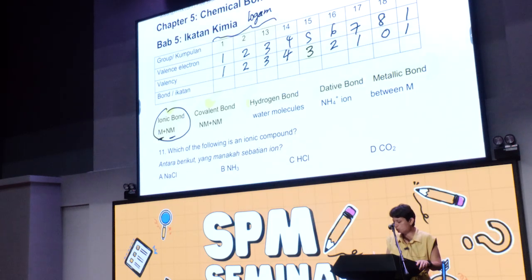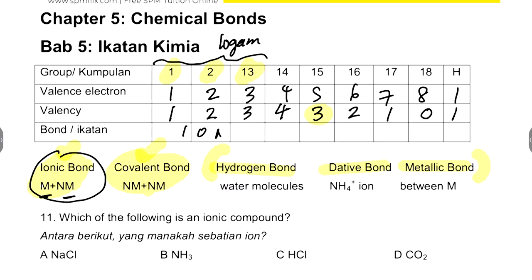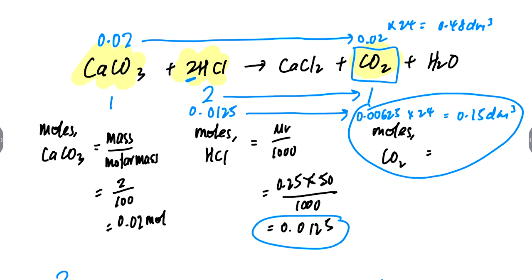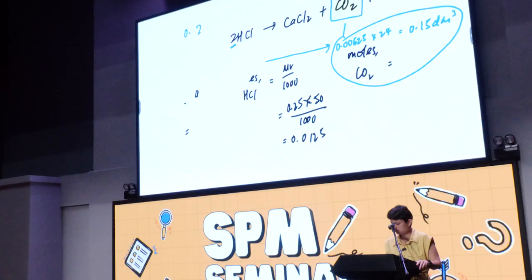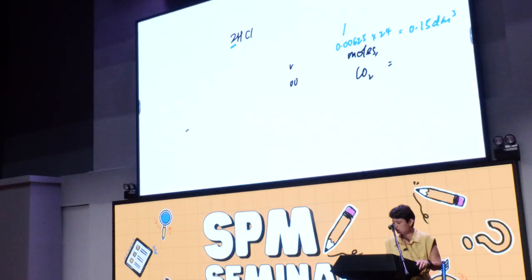Kumpulan 1, 2, 3 hanya ionic. Kumpulan 14 hanya covalent. 15, 16, 17 is ionic or covalent. 18 is nothing. Hydrogen is covalent. Okay? Alright, now let's look at this.